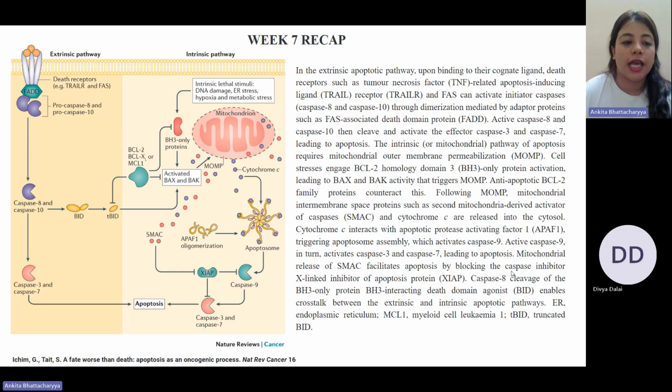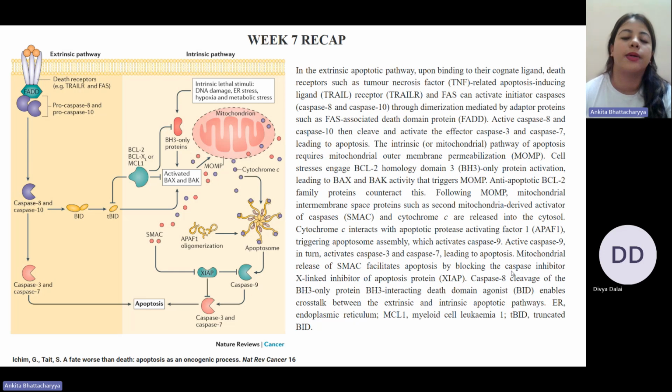Now, active caspase 8 and 10, shown in blue, are then responsible for cleaving and activating the effector caspases, caspase 3 and caspase 7. So these initial caspases, which are the preliminary sensors of this death signal, are said to be initiator caspases, and what actually executes the activation of apoptosis inside the cell are known as effector caspases, caspase 3 and caspase 7. This leads to apoptosis. This is the extrinsic pathway that we talked about.